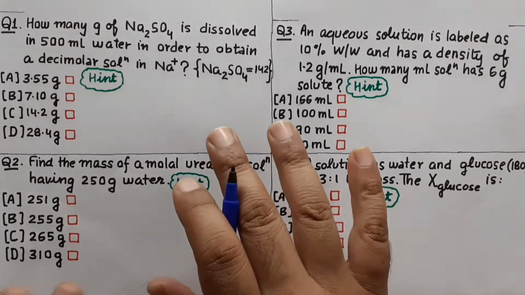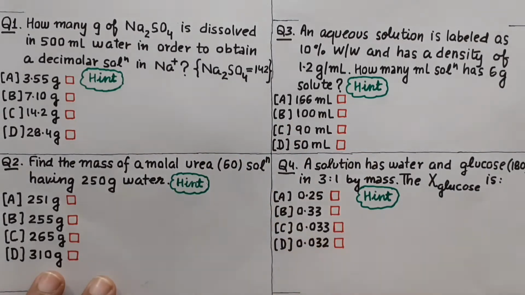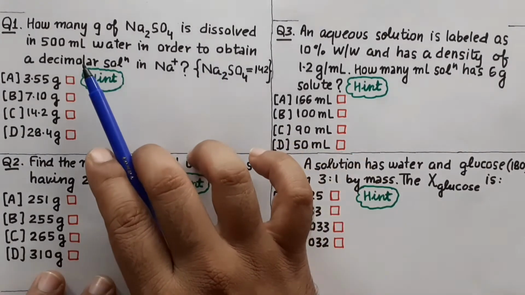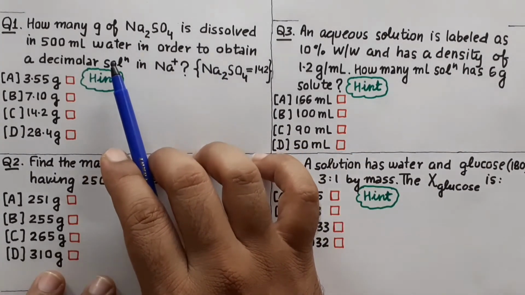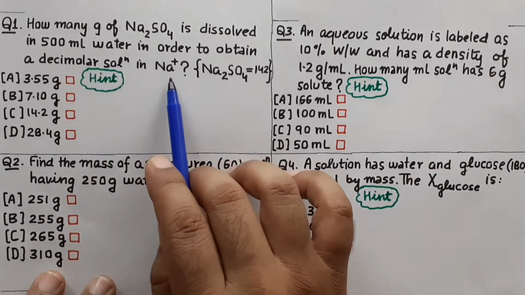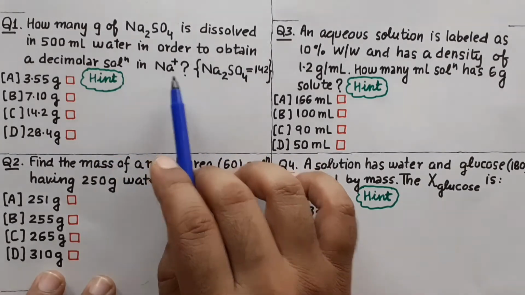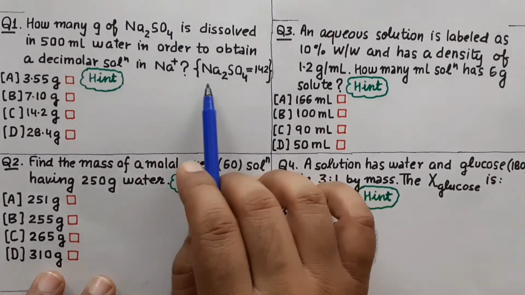तो पहला क्वेश्चन पूछ रहा है how many grams of sodium sulfate we dissolve in 500 ml water so that we obtain a decimolar solution of sodium cation, and this is the molar mass of Na2SO4.